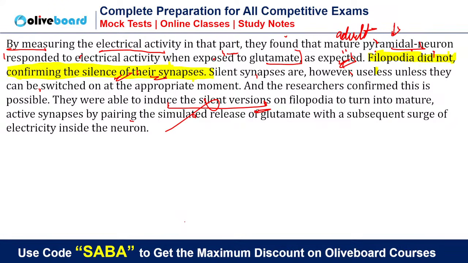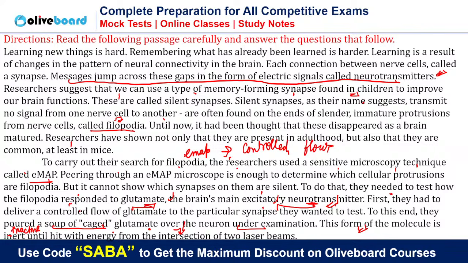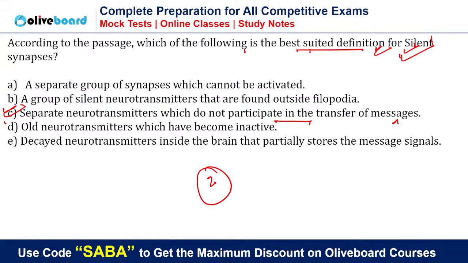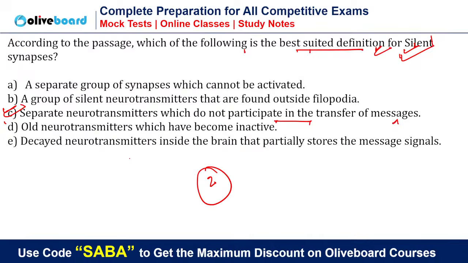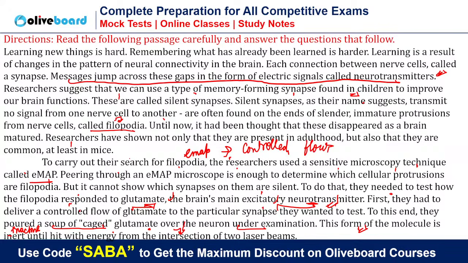By measuring the electrical... no, guys, this is not going. This form of molecule is inert until hit with energy from the intersection of two laser beams. And where it is given, natural excitation of synapses. Where is the synapse? Okay, this question you will do as homework.